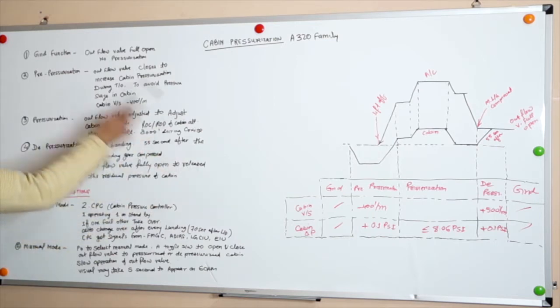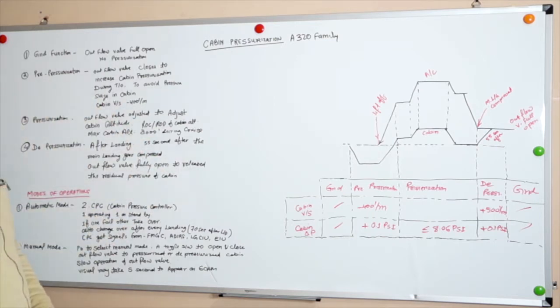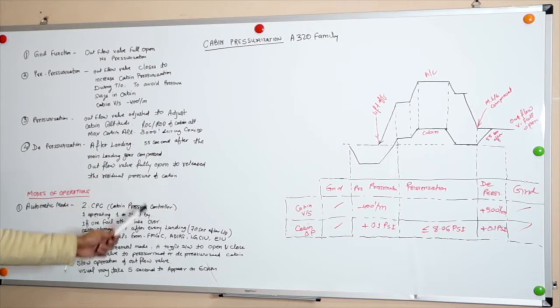So friends, these are the four functions which have to be done in the cabin pressurization system, and there are two modes of operation for this cabin pressurization. One is automatic, the second is manual mode. In automatic mode, how does it work? There are two channels, the CPC, which means cabin pressure controller. There are two cabin pressure controllers in the Airbus 320 pressurization system. One is operating, one is on standby. If one fails, the other will take over.